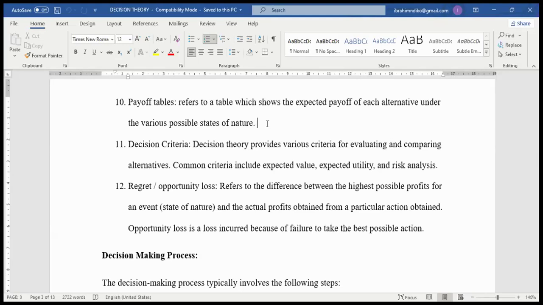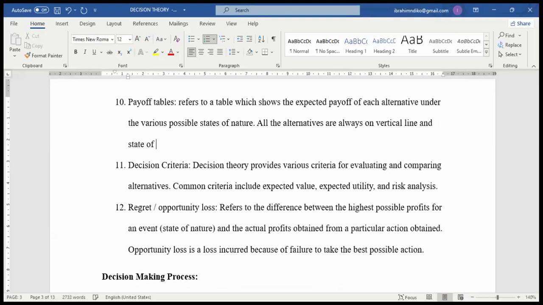Now, what you need to know is that when we talk about the payoff table, your alternatives are always on the vertical side. All the alternatives are always on the vertical line, and the state of nature, which is very important, is always on the horizontal side.